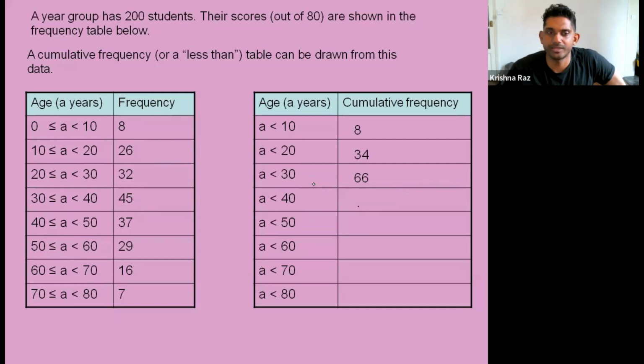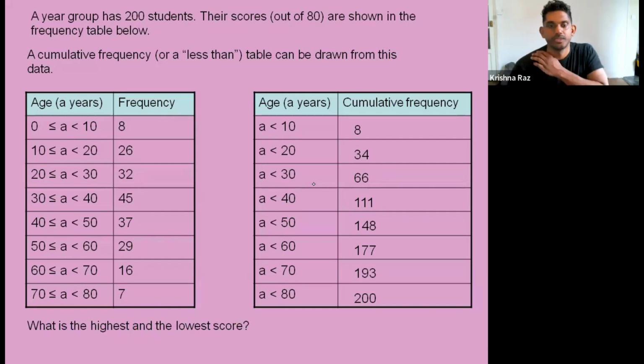Next we add 37 onto 111, which will give us 148. And then we add the 29. Because there were 200 students in the survey, the final cumulative frequency should be 200 if we've added correctly, which it is.